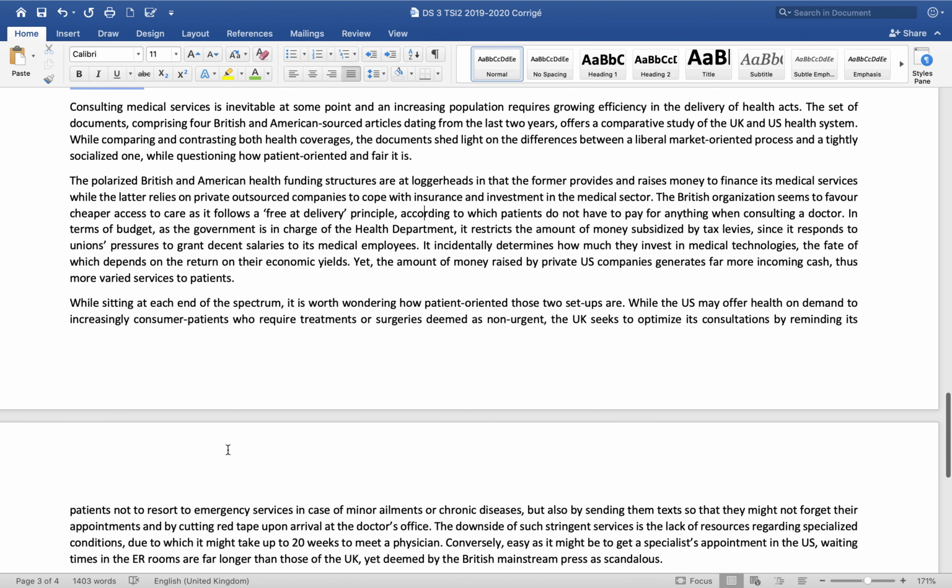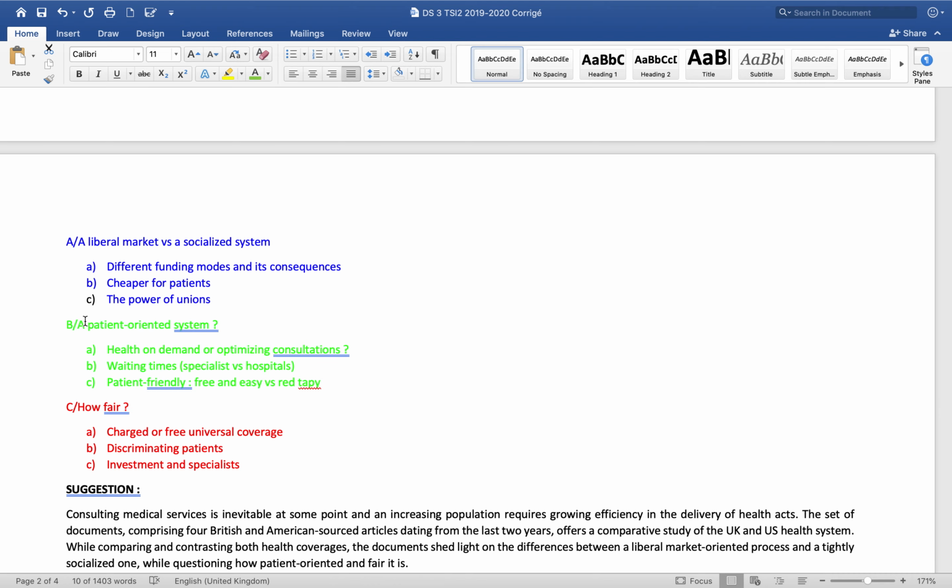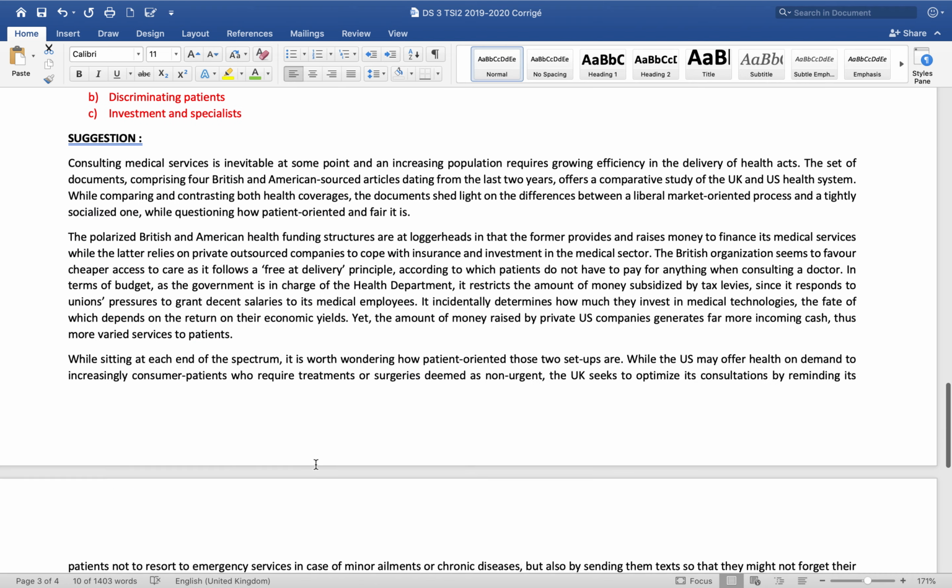Okay, second paragraph. While sitting at each end of the spectrum, which means while we have a look at these two very different versions of the health system in the UK and the US, it is worth wondering how patient-oriented those two setups are. So my first sentence indicates that I will develop this idea. Okay?